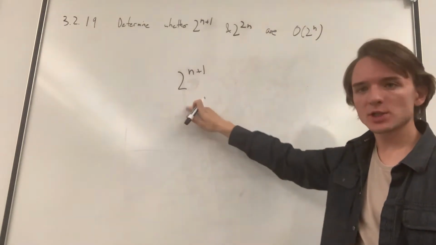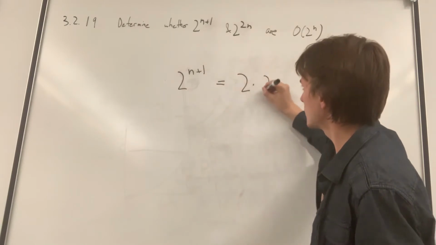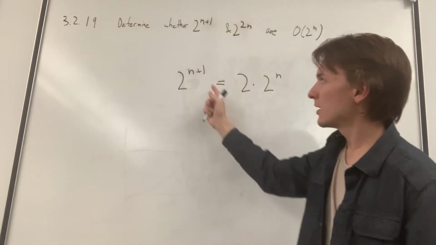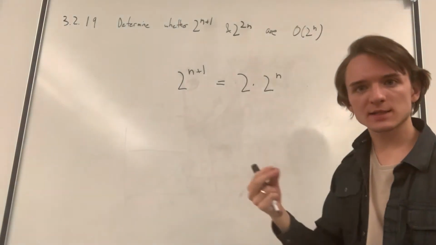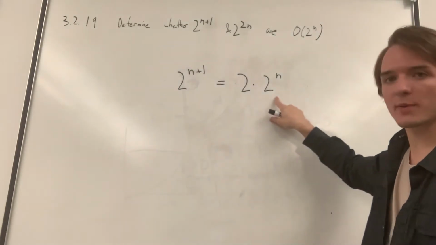So we have this equation here, and we know that this is simply equal to 2 times 2 to the power of n. We take this 1, this power here, bring it in front of the base and multiply it against the base. So we take this 1, bring it over and multiply by 2, so we get 2 times 2 to the power of n.